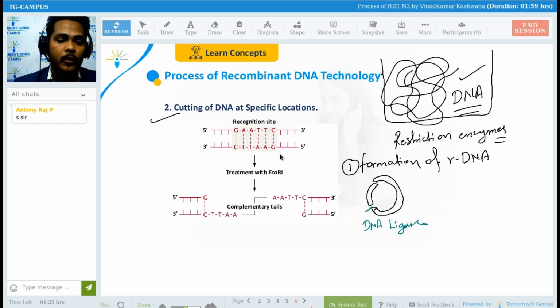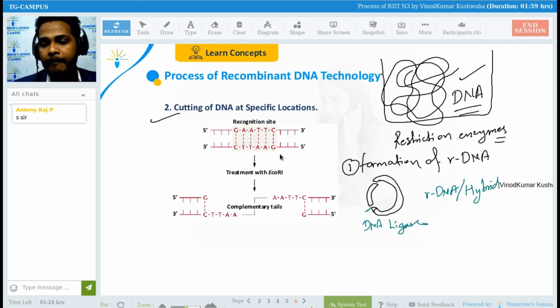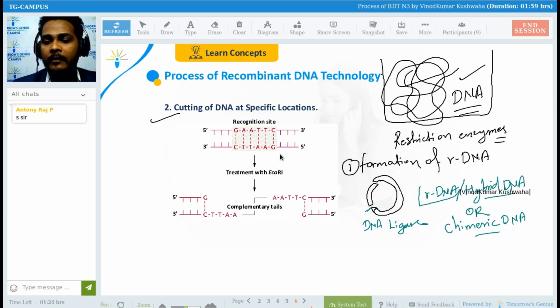or it is also called hybrid DNA. This is called the rDNA. You can call it a hybrid DNA, or you can call it a chimeric DNA. Yes, it is also called chimeric DNA. So please remember these different names. What is rDNA, what is hybrid DNA, and what is chimeric DNA? Is this clear to all of you, the second step?